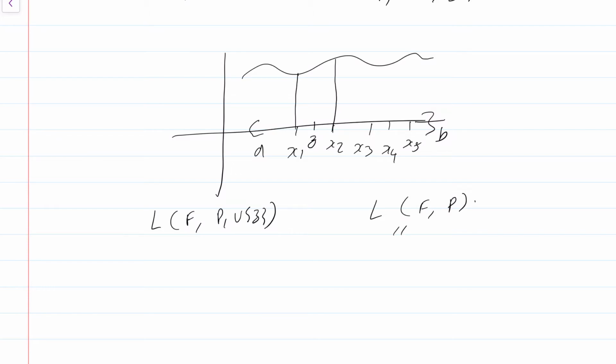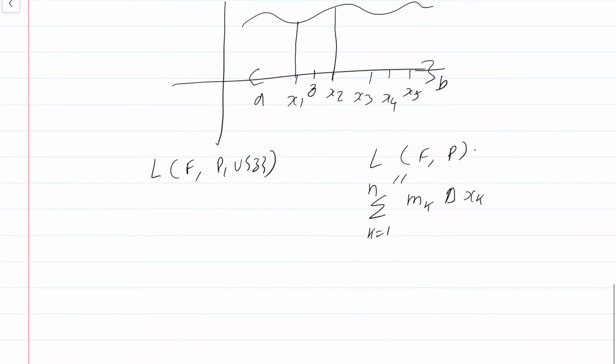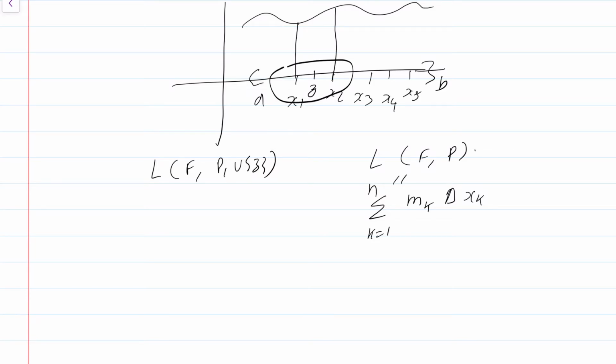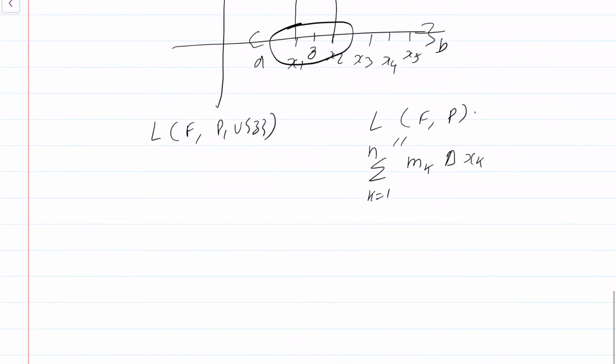Now this L of F,P is just going to be the summation k equals 1 to n of small m_k delta x_k. This was our notation. Now what we will do is, we will just focus on this particular subinterval where all the action is happening. Everywhere else nothing interesting is happening. Well, I can always rewrite. In our notation, this is delta x2, right?